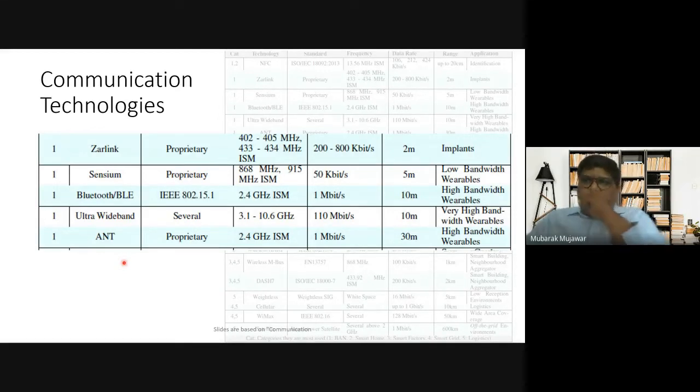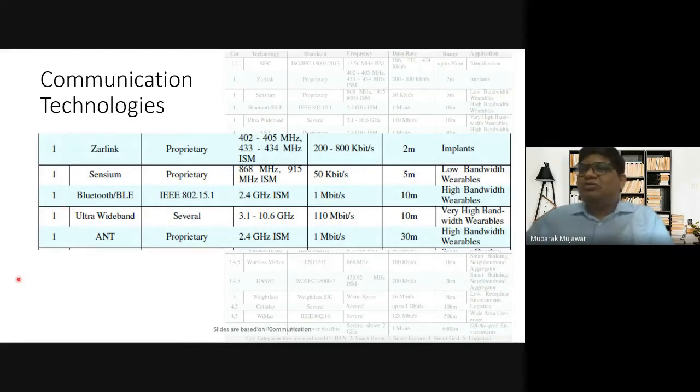We have Sensium, which is used for low bandwidth wearables. We can use Bluetooth for high bandwidth wearables. We can use ultra wideband for very high bandwidth wearables, because its data rate is very high, almost 110 megabits per second. And we can also use ANT technology for the same applications. So these are the 5 communication technologies which we can recommend for body area networks or wearable technologies.